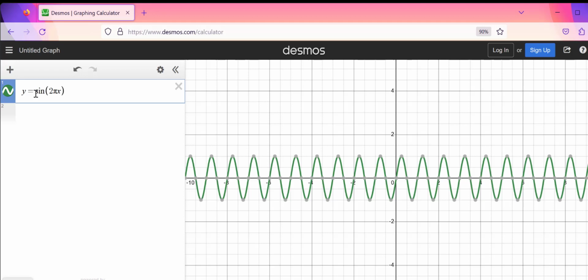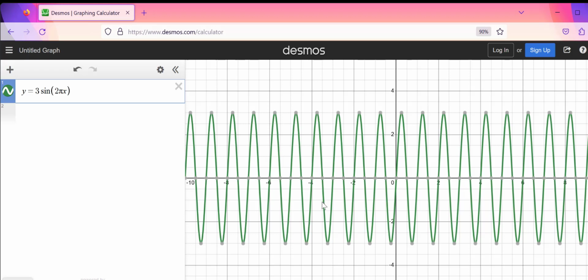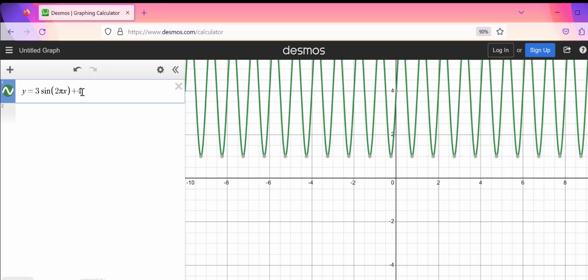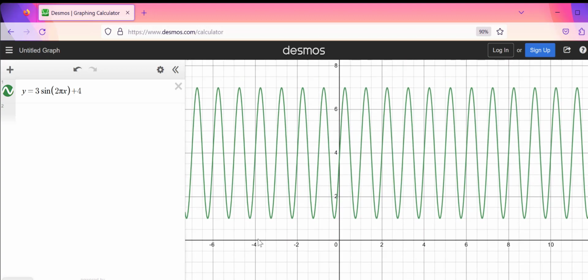All right, now let's add in some of our other parameters. We had a stretching factor of 3. We had an amplitude of 3. So notice that brought my peaks and my valleys, the max and the mins, up to 3 and down to -3. So that was good. And then we had a +4 off the back end, which was a vertical shift of 4. So I slid the whole thing up on my graph. And I can recenter myself here.